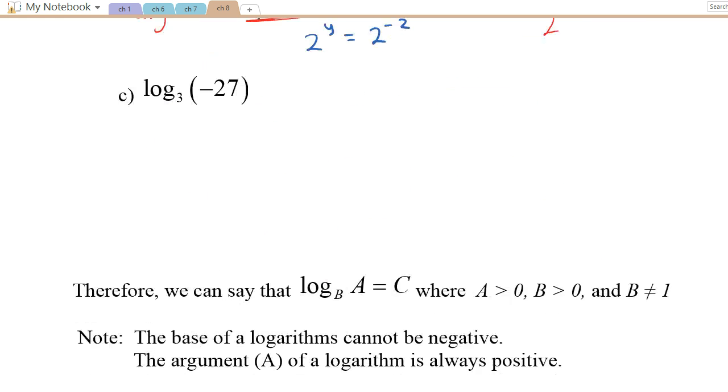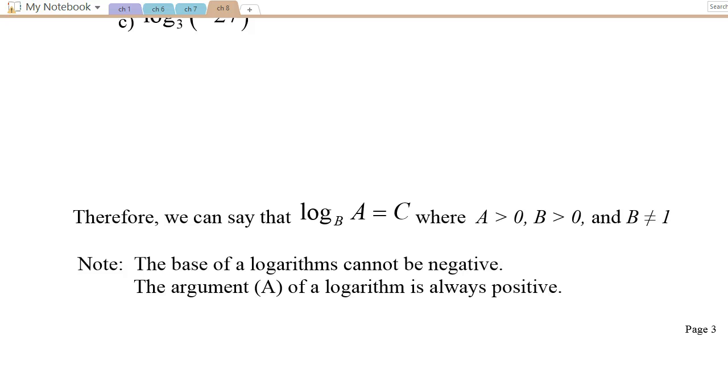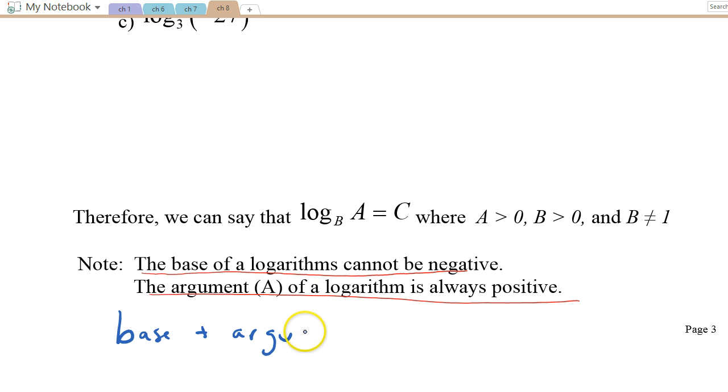If you go to the bottom here, the base can't be negative. And the argument is always positive. So in other words, as simply as you can write it here, the base and the argument have to be positive.